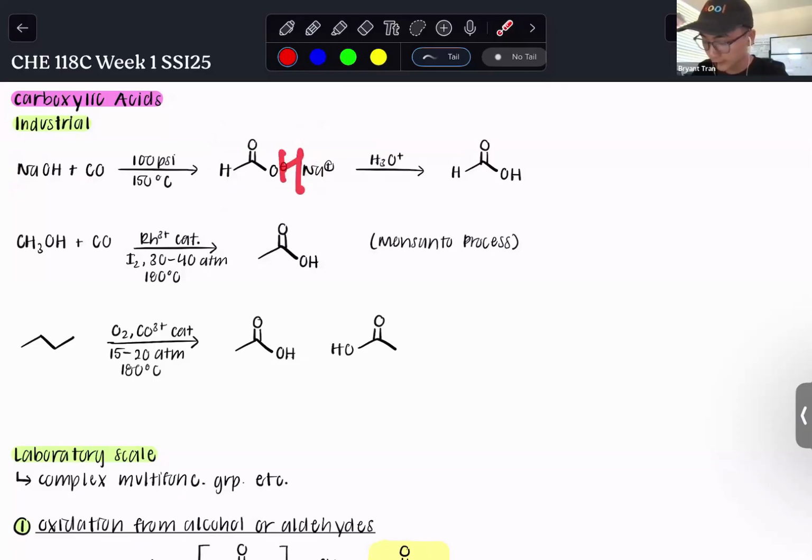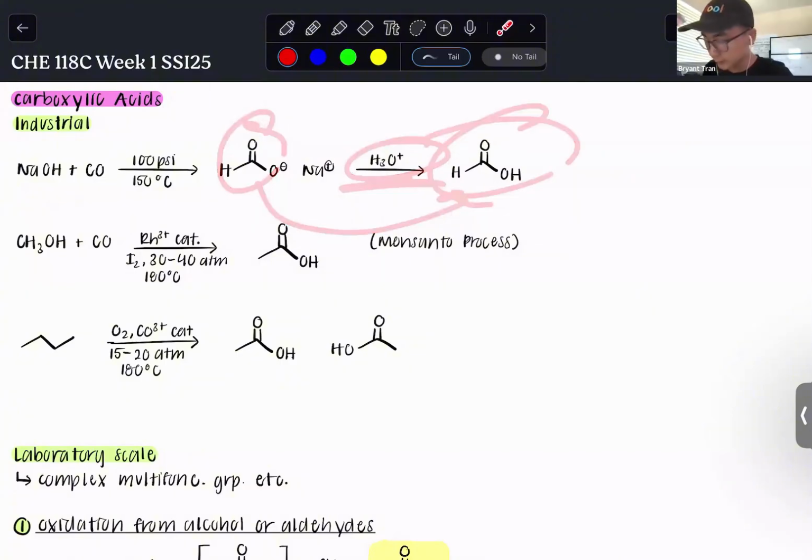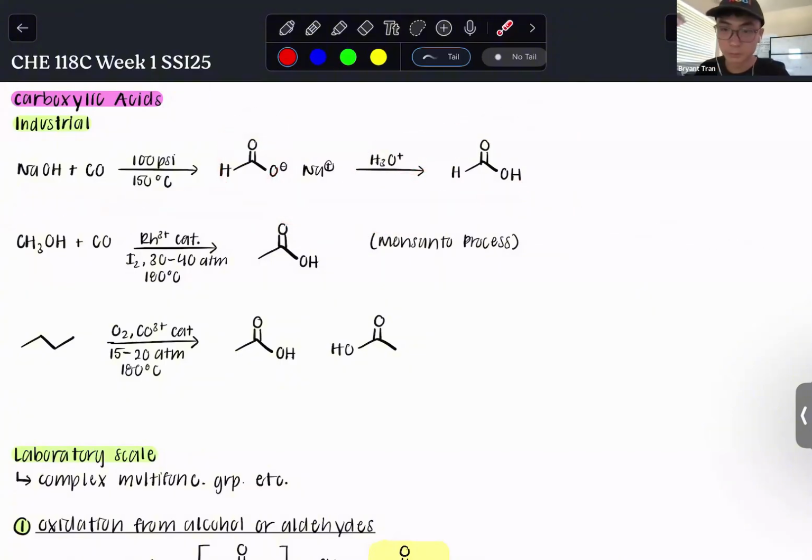We cannot get the neutral carboxylic acid because the OH minus in basic conditions here, which we have in excess, is just going to deprotonate that carboxylic acid, getting this carboxylate ion right here, which is why we need a second step of acid workup like H3O+ or H2SO4 to protonate this carboxylate ion into this carboxylic acid right there. So this is more of a note card mechanism and reaction right here.